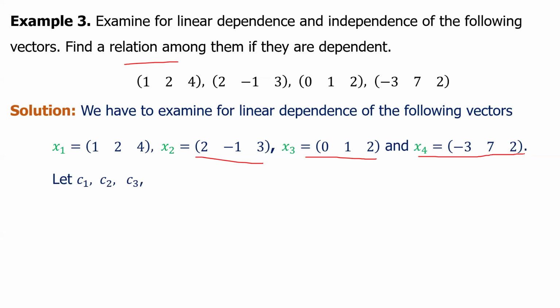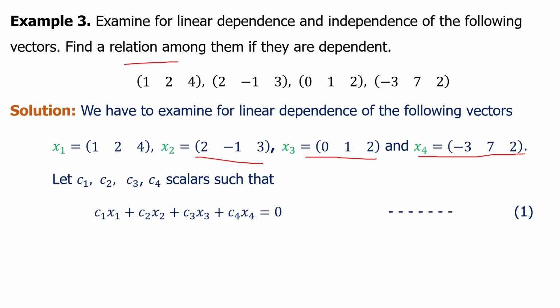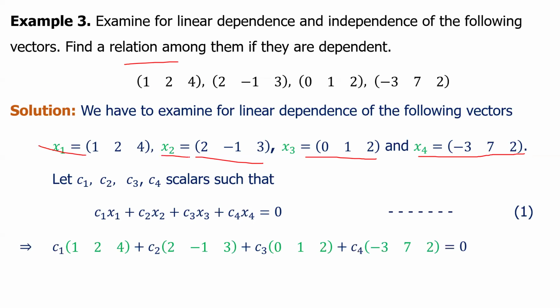So the procedure is the same. Let C1, C2, C3, C4 be scalars such that C1 x1 plus C2 x2 plus C3 x3 plus C4 x4 equal to 0. Let us give it equation number 1. Now we have to substitute all the values of x1, x2, x3 and x4. So x1 is (1, 2, 4), x2 is (2, -1, 3), x3 is (0, 1, 2), x4 is (-3, 7, 2).